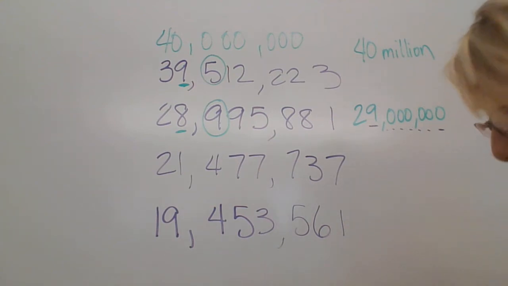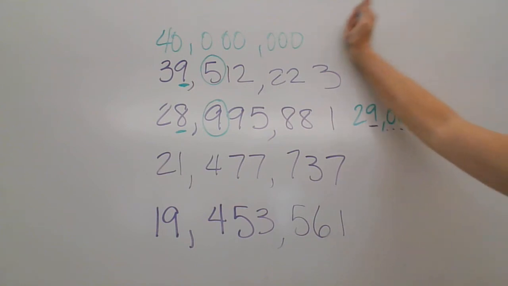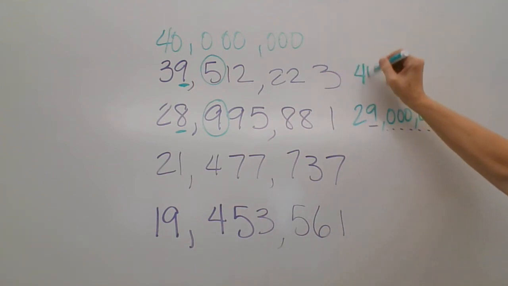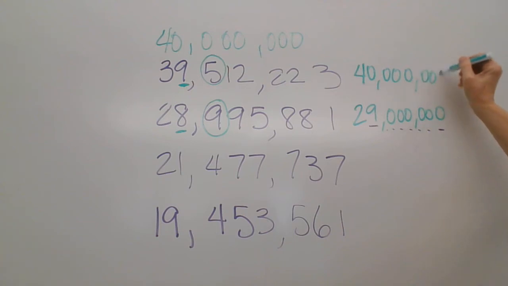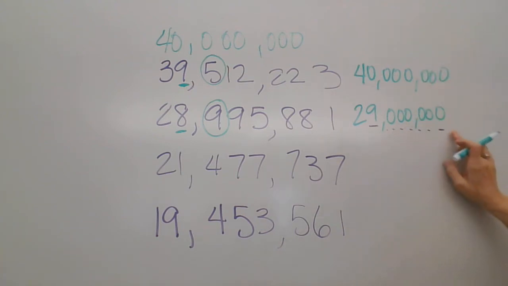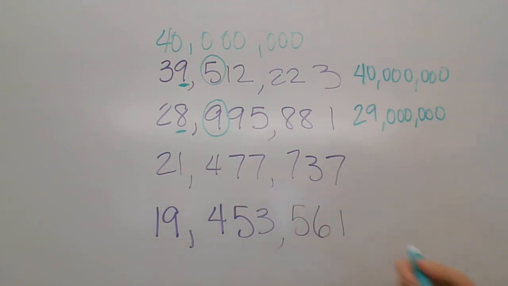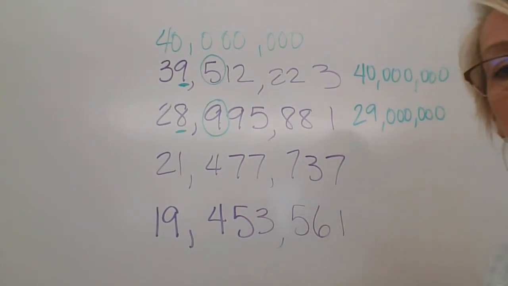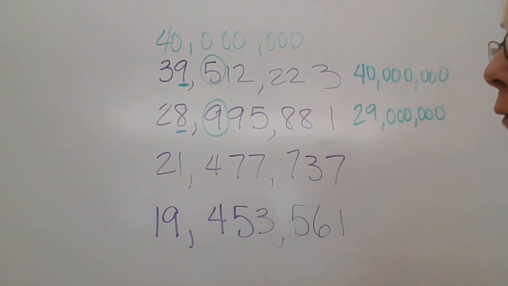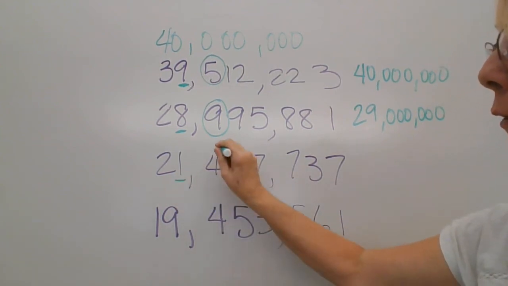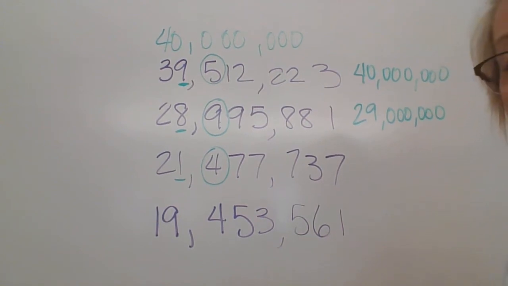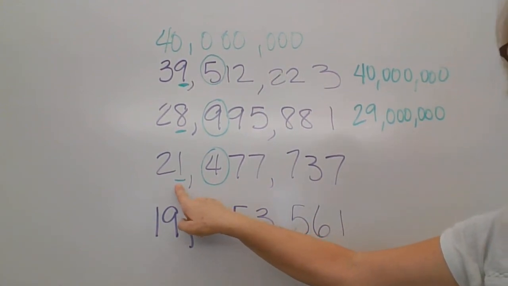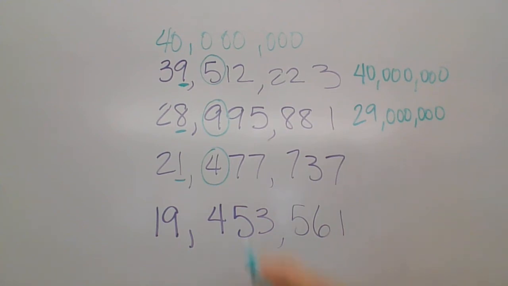So let's write, I'm going to rewrite the other number right above this one. So this one would be 40 million. This one would be 29 million. What would this one round to? I want you to do it, and then I'll do it on the board. Pause the video while you think. All right, what you should have done is found the millions place, which is this. Look at this one. Is it 4 or less? Yes, it is. So what does that mean? This stays the same. So this would round to 21 million.